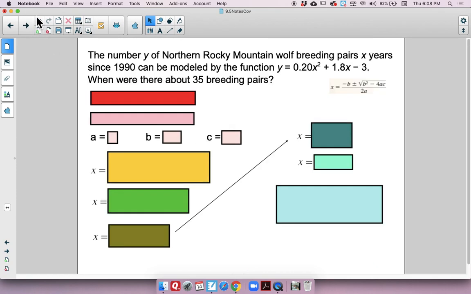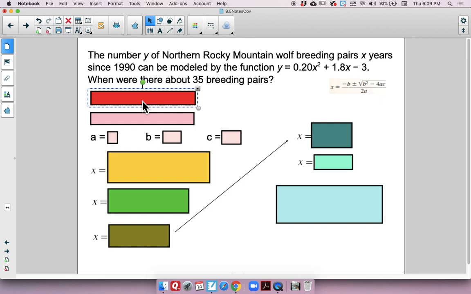Okay, good. All right, let's take a look at this word problem. The number y of northern Rocky Mountain wolf breeding pairs x years since 1990 can be modeled by the function y equals 0.20x squared plus 1.8x minus 3. Doesn't look like one that we probably want to deal with factoring, right? So this would probably be a good problem to use the quadratic formula for, since it's already almost set in standard form. We just have to, instead of having the y there, set that equal to 0. So when were there about 35 breeding pairs?